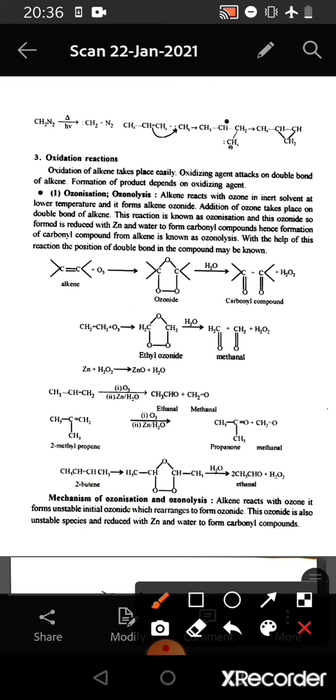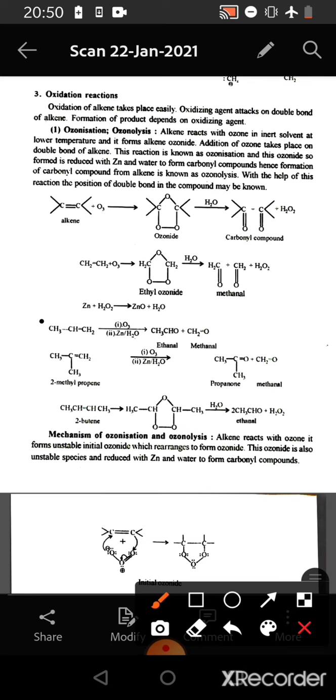This reaction is known as ozonization, and this ozonide so formed is reduced with zinc and water to form carbonyl compounds. Hence, formation of carbonyl compound from alkene is known as ozonolysis. With the help of this reaction, the position of the double bond in the compound can be known. So here we see this alkene reacts with ozone, forms ozonide, undergoes hydrolysis and forms carbonyl compounds. Ethene reacts with ozone, forms ethene ozonide, undergoes hydrolysis and forms methanal.